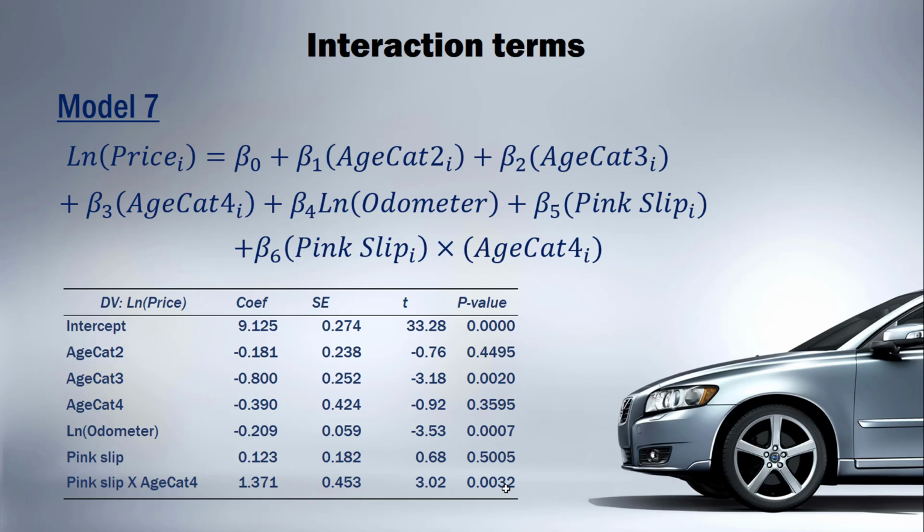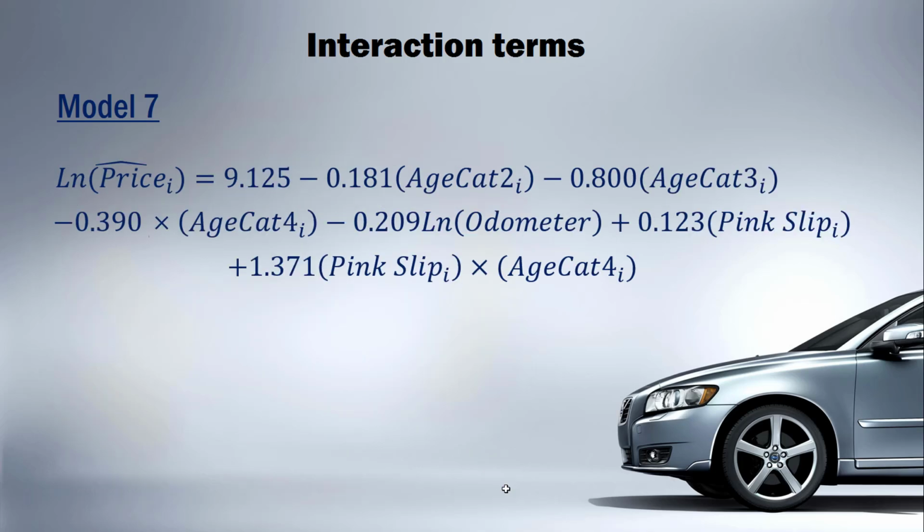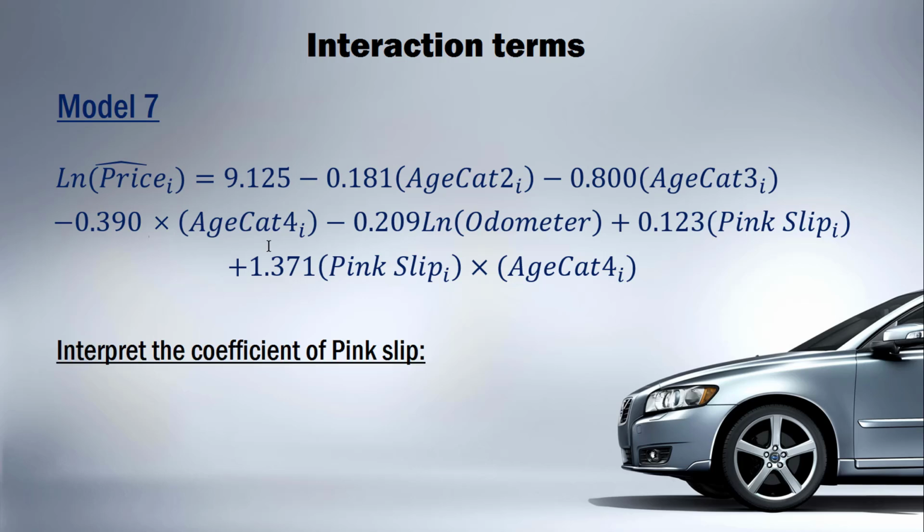So it seems like we must have done something right with this, but let's interpret these coefficients because it's important to figure out how to interpret coefficients of interaction terms. So here's that expression written out linearly, putting all the coefficients where they should be. To interpret the coefficient of pink slip now, we can't just rely on this variable here. Pink slip actually exists in two places.